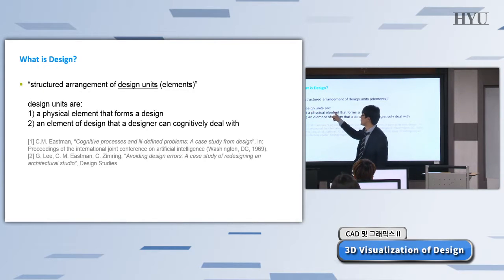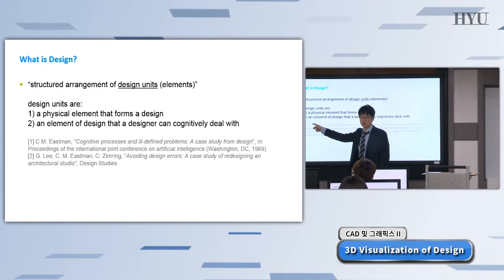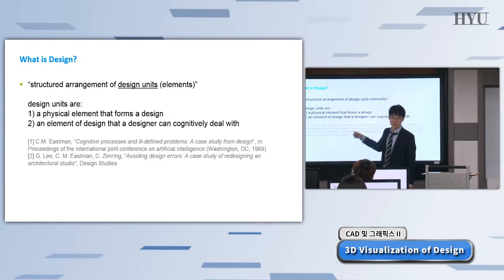Design units are, first and second. The first one is a physical element that forms a design. You know what this is, okay? This is one type of design. Monitors, computers, smartphones, anything that can be seen. Visible objects are the subject of design, okay? Physical element. What is the next one? An element of design that a designer can cognitively deal with. What is an example of this number 2?